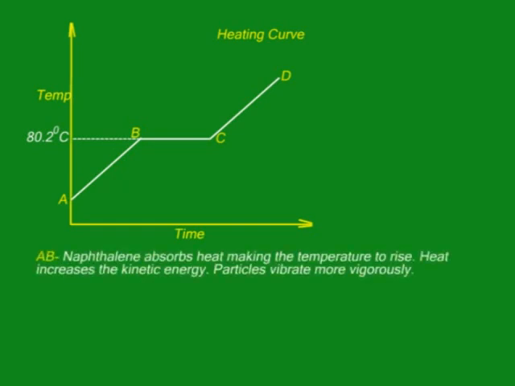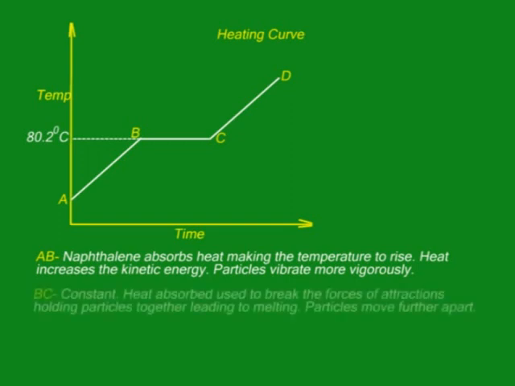At AB, naphthalene absorbs heat, making the temperature rise. The absorbed heat increases the kinetic energy of particles so that they vibrate more vigorously. At BC, you realize the temperature is constant. The heat absorbed is used to weaken the forces of attraction holding the particles together, making it melt, and therefore the temperature does not rise. Rather, temperature remains constant till all the naphthalene has melted. The particles move further apart after the forces of attraction holding them have weakened.